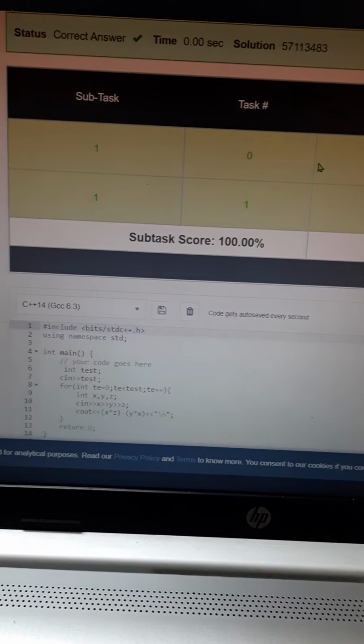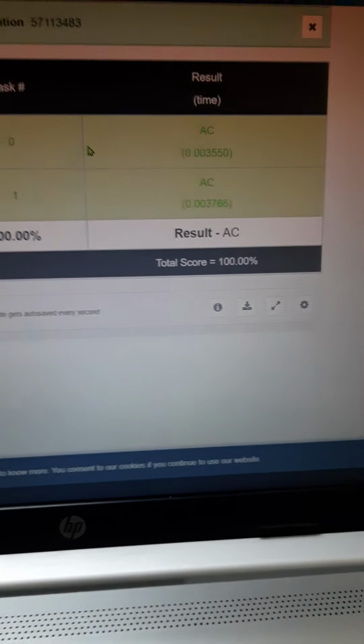Okay. 100% of the submitted test cases are passed.